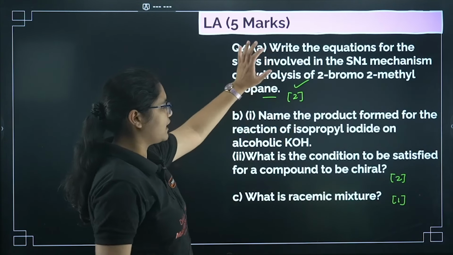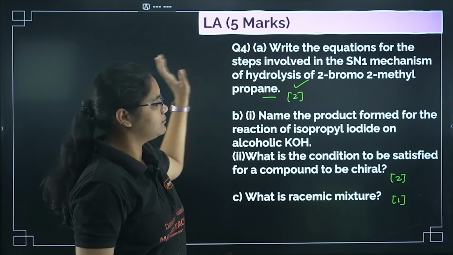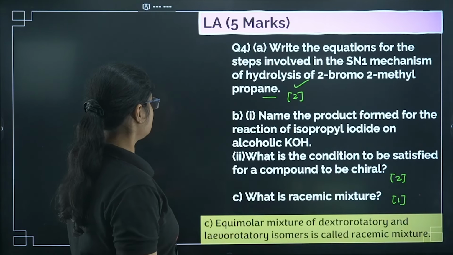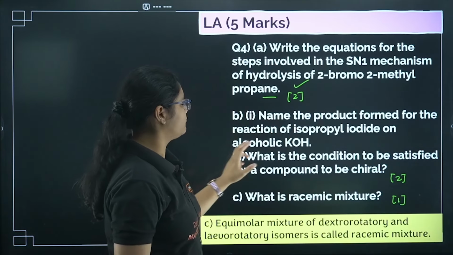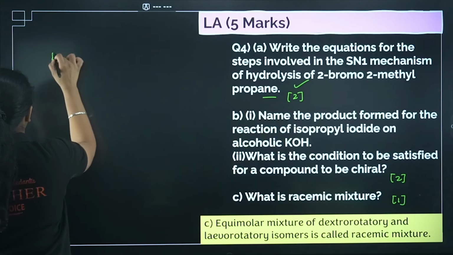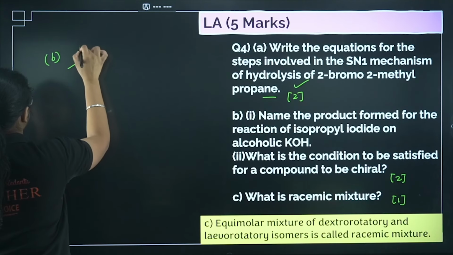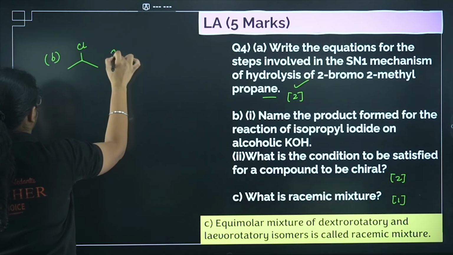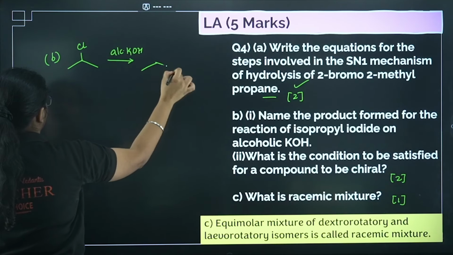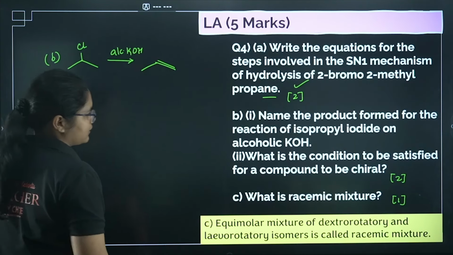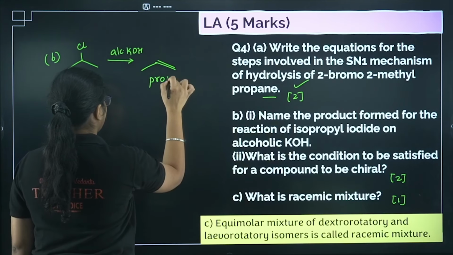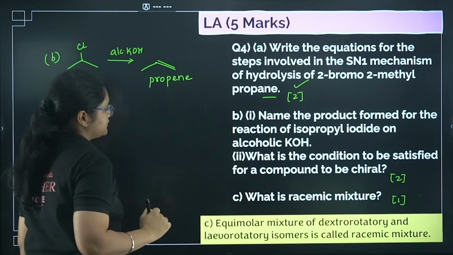So this one I have already discussed, 2-methyl, so similar to that only you have to write. Next, coming to this one. So what is this? Name the product formed when isopropyl chloride is reacting with alcoholic KOH. There will be elimination here, so you will get a double bond. You have to name the product, so it is propene. That's the first part.